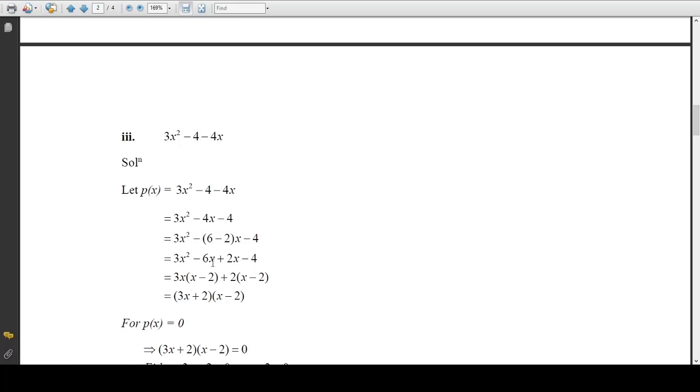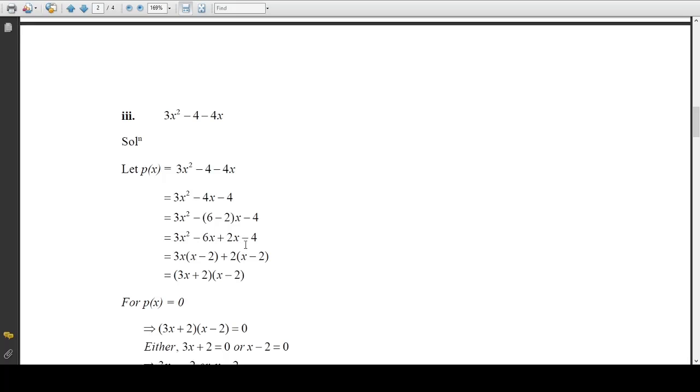The first and second you take common, and then the third with the fourth. Between the first and second, which is common? 3 is common, because 3 ones are 3, 3 twos are 6. x also is common, therefore 3x will be taken common. 3x has been taken common, x will be remaining, minus 3 multiply 2, which is 6. You have already taken x, therefore no need to write x anymore.